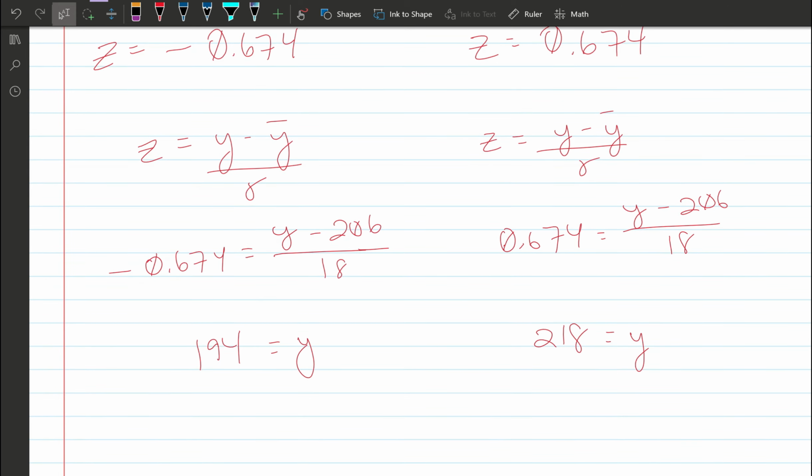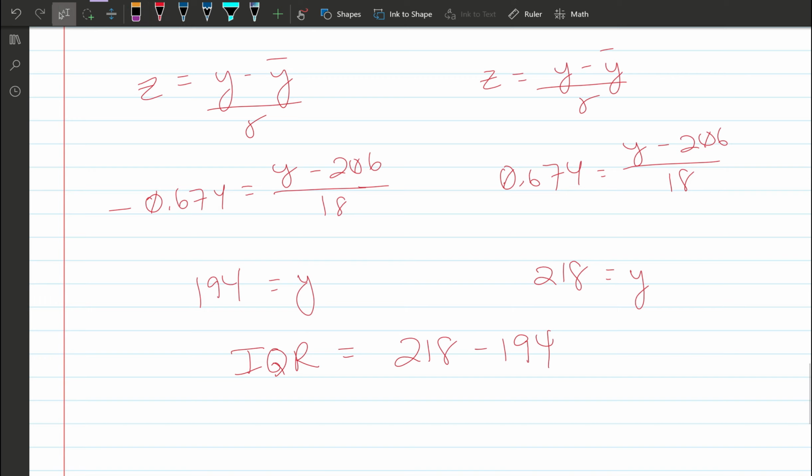So the IQR for us is going to be 218 minus 194. If you recall, it's Q3 minus Q1, which for us is the 0.75 minus the 0.25. So here we get 218 minus 194 is 24 milligrams per deciliter.